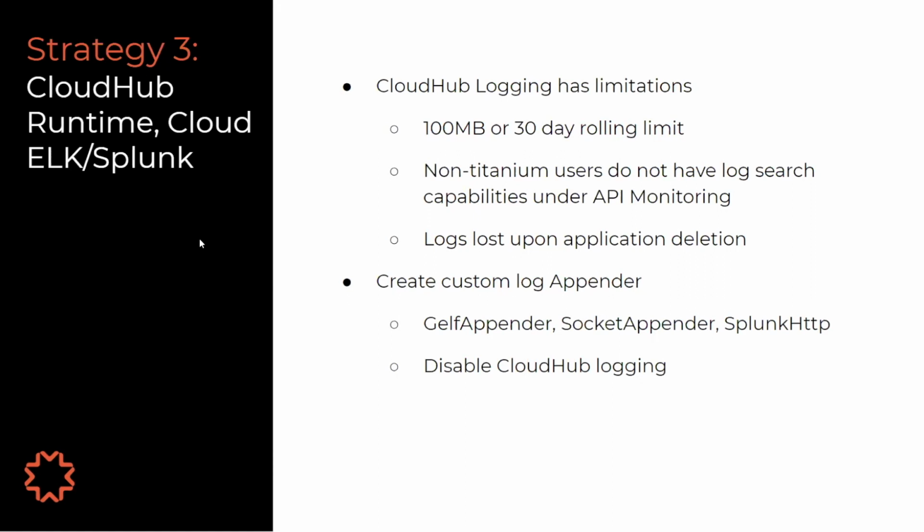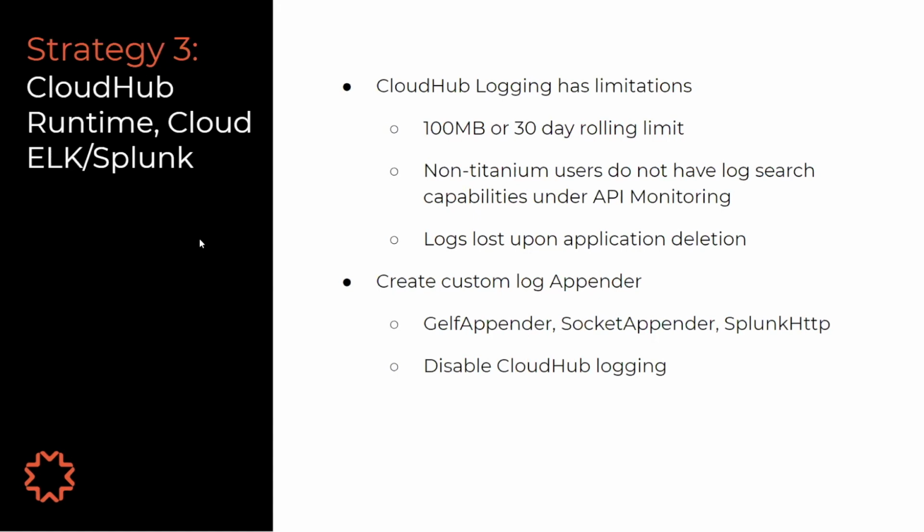You can create a custom log appender, such as Gelf appenders, socket appenders, Splunk HTTP, which I'll be showing you more about in my upcoming demo. And to implement this, you'll need to disable CloudHub logging. When you disable that logging, you'll be able to enable either ELK or Splunk. There's a couple other ones that I don't have off the top of my head for you, but there are several different logging options in CloudHub that you can change your logging over to.